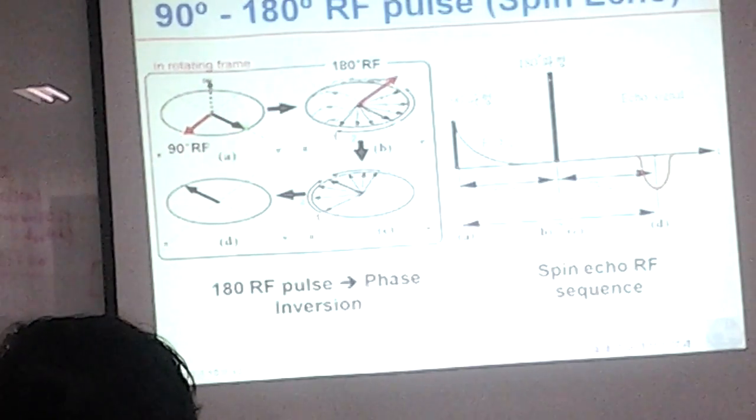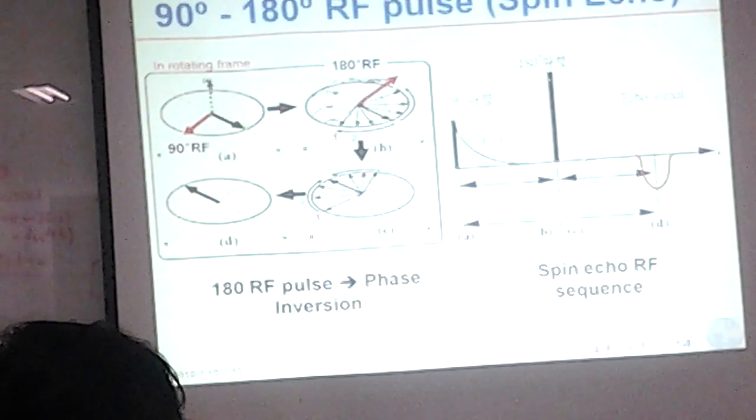We know that the FID is the MRI signal due to the RF pulses. So the FID signals decay according to the T2 star relaxation. And this slide shows another MRI signal which is called the spin echo signal. The spin echo signal comes from the combination of two RF pulses, a 90-degree RF pulse and a 180-degree RF pulse.